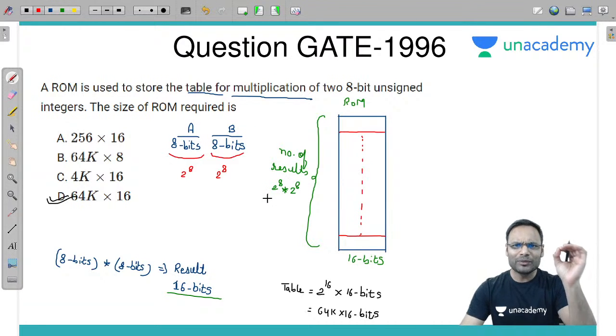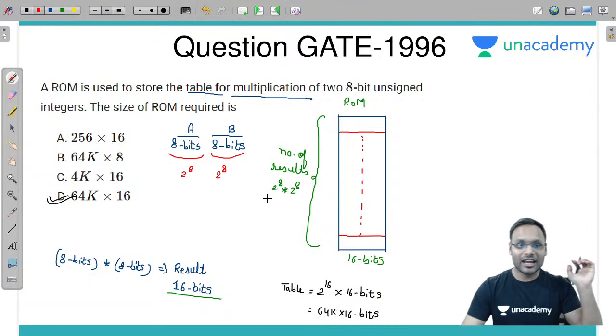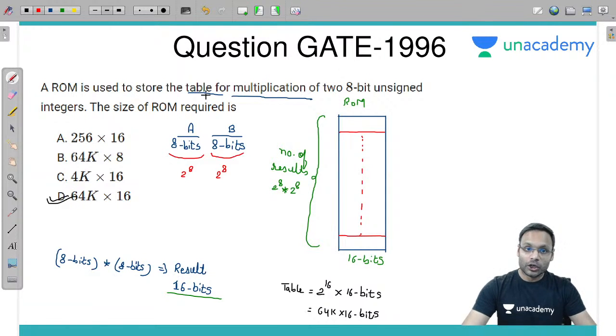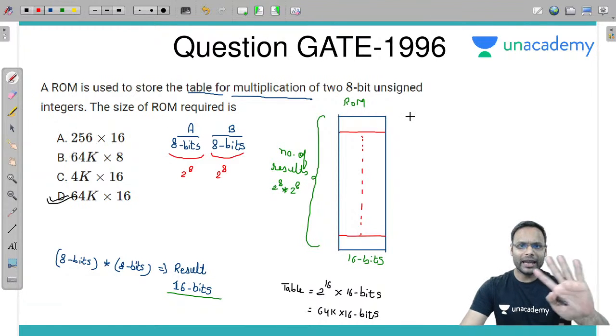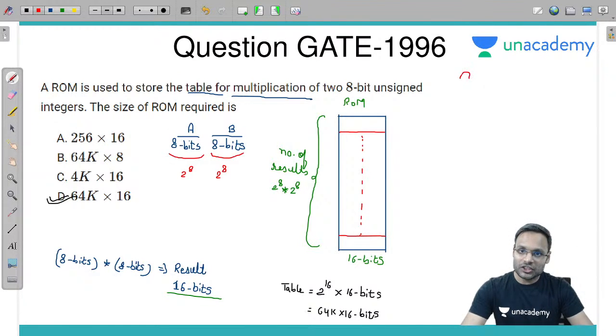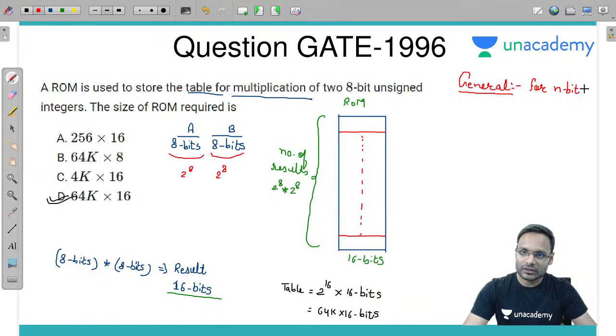Suppose I ask the same thing in a generalized way: suppose you need to store the multiplication table of two n-bit unsigned integers. In a general way, what will be the formula of the memory size required? In general, for n-bit integers, my answer should be 2 power 2n number of results cross 2n bits of each result size.